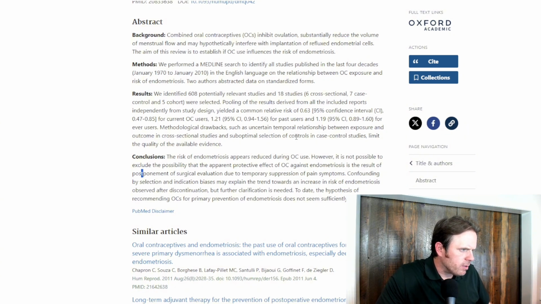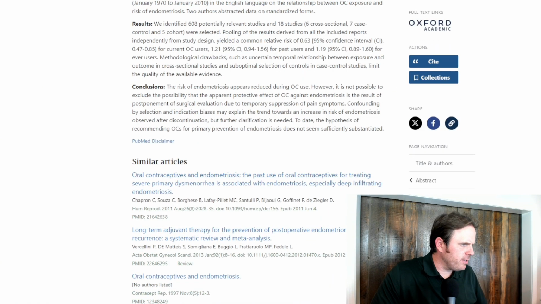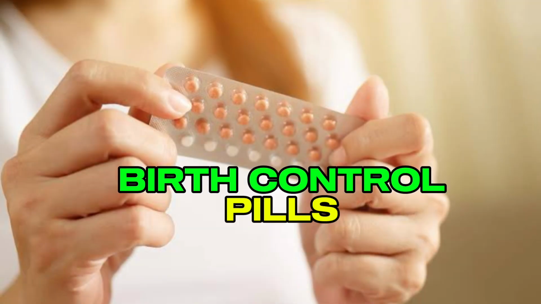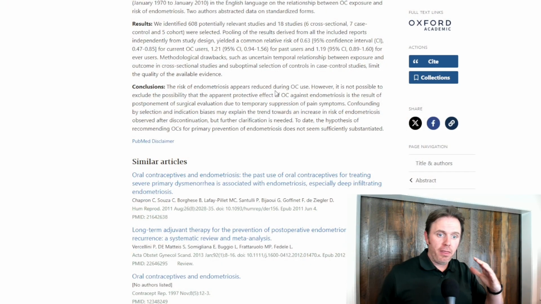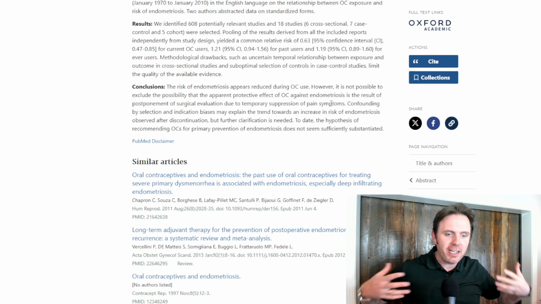There's one part in the actual conclusion, and I pulled it right here. Confounding by selection and indication biases may explain the trend towards an increase in risk of endometriosis observed after discontinuation. That means these women are taking birth control pills, their endometriosis symptoms get better, and then they come off the pill, maybe because they want to get pregnant, maybe because of side effects. Either way, they're off the pill, and now the risk actually goes up higher for endometriosis. You didn't actually fix the underlying physiology.